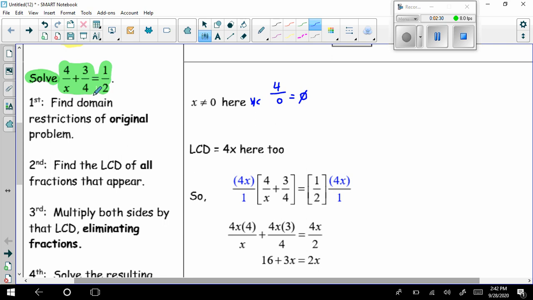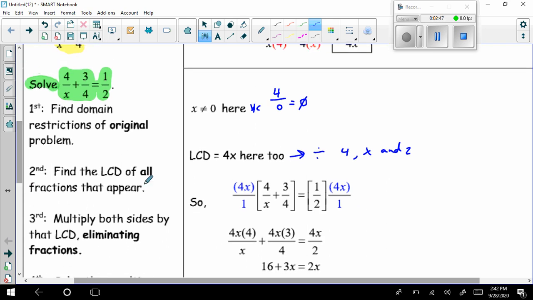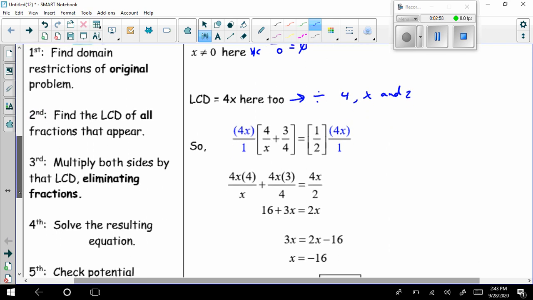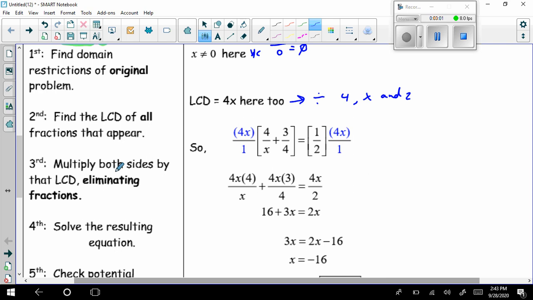The LCD will be 4x, because 4x is divisible by 4, x, and 2. Okay, and so that is our LCD. It's a list of every different denominator, something that all of the denominators will go into. So then we're going to multiply both sides by that LCD, by that common denominator, to eliminate the fractions. This we talked about in Unit 1, clearing our fractions.